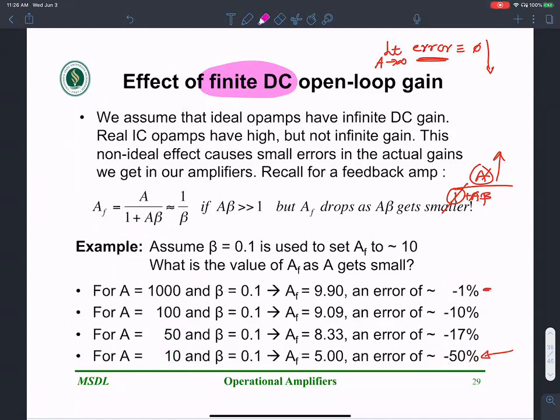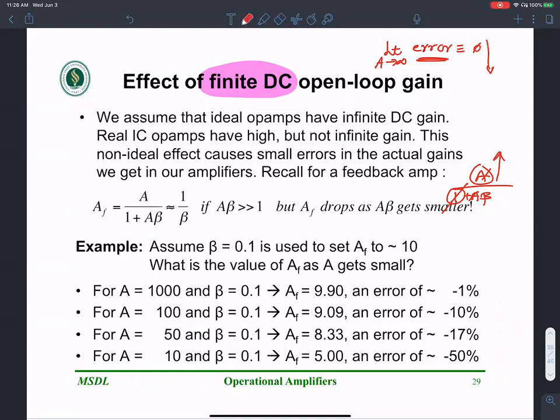I'm approximating 1 plus A beta to A beta. Therefore, I can simplify this A and A to leave a 1 by beta. The error in that approximation increases as the value of A decreases. So that's the problem.